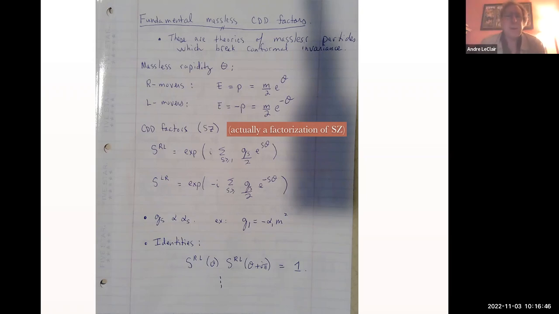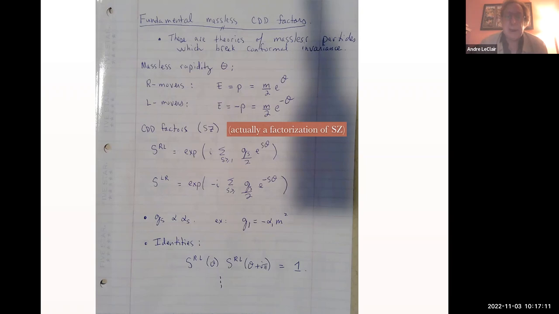For massless particles, you can define a massless rapidity, where for right movers E equals P, but you parameterize it in terms of this angle theta. Left movers E equals minus P, but we flip the sign of the theta dependence.